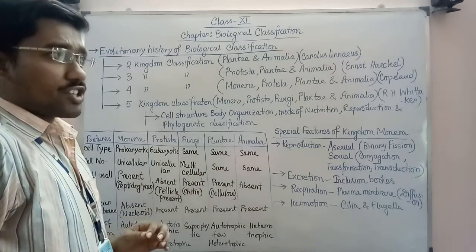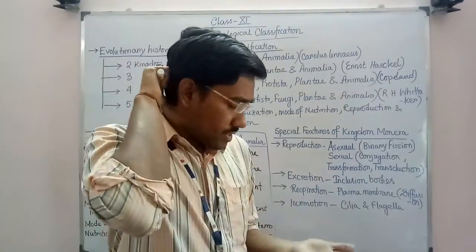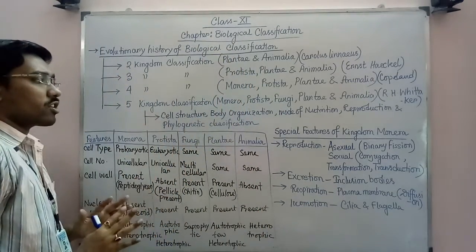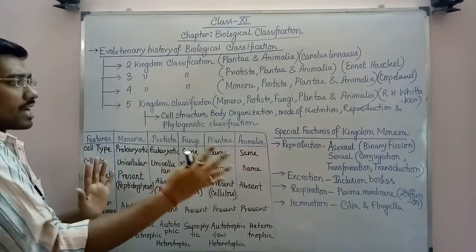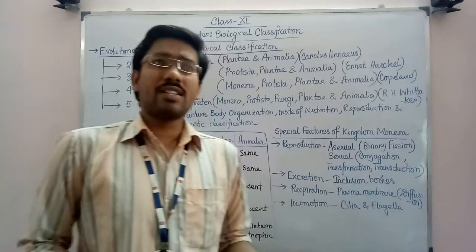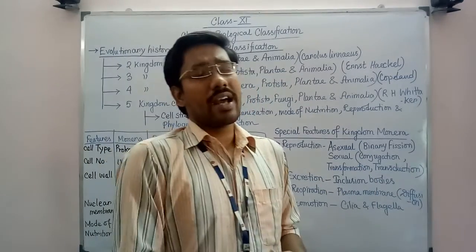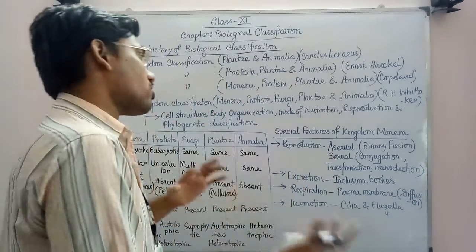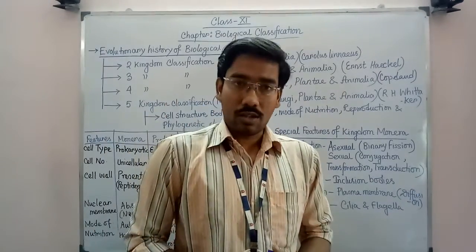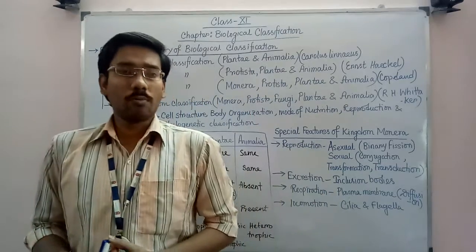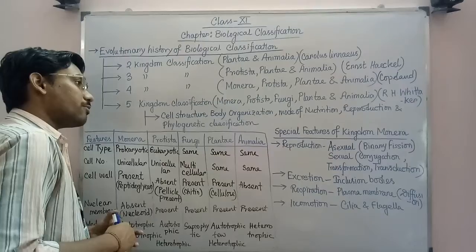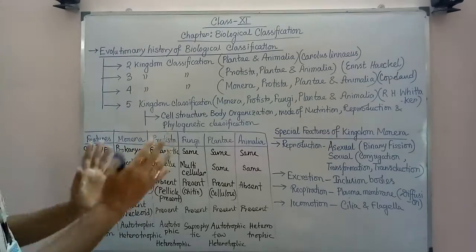Next, body organization. Body organization means cell number as well as cell type. Both have been considered in this body organization point. So based on that also, he has segregated. Mode of nutrition. Which kind of nutrition is the organism showing? Autotrophic, or the organism is showing heterotrophic mode of nutrition. Based on that also, he has categorized these 5 kingdoms. Next, reproduction. Obviously, which kind of reproduction is shown by these organisms? Asexual or sexual or vegetative. Based on that reproductive mode also, he has segregated these 5 kingdoms.